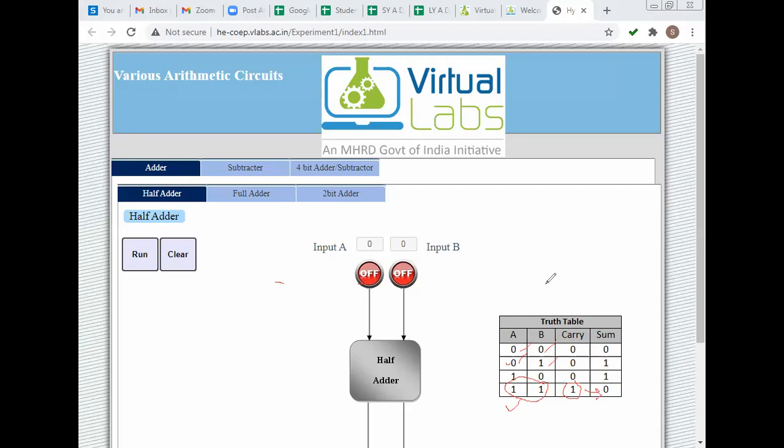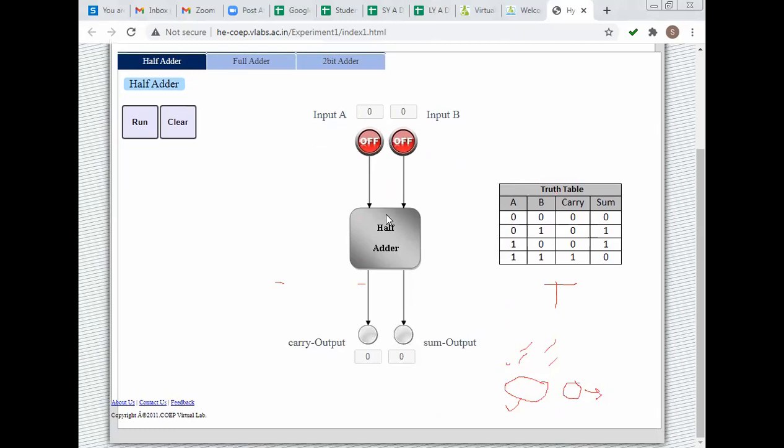So check also practically. This is a totally theoretical concept. You can check practical also. So what is the half adder diagram? 2 inputs, 2 outputs. 2 inputs means input A, input B, and 2 outputs means one is the carry and another is the sum. Suppose you select input 1 0. Here 1 means click on the on-off button. Okay, you can click on this on-off button, so your input is 1 0.